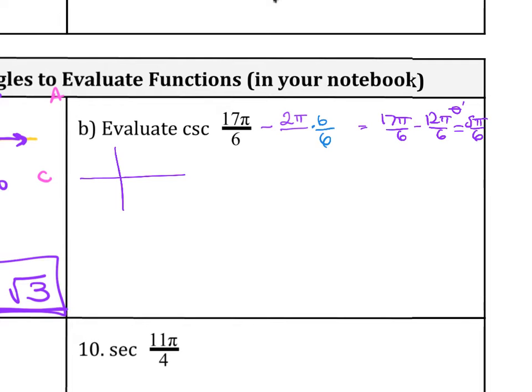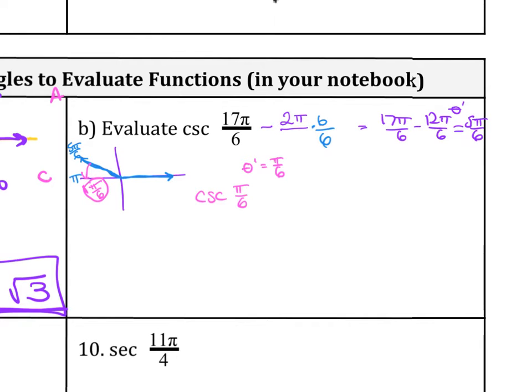Now, 5 pi over 6, looking at that, is less than a pi, because 1 pi would be 6 pi over 6. So that tells me that 5 pi over 6 is here. Now, how far is 5 pi over 6 to pi? It is only pi over 6 away. If I add another 1 pi over 6, that would make it 6 pi over 6, or pi. So notice the reference angle is pi over 6, the same denominator. So now we're looking at cosecant of pi over 6.